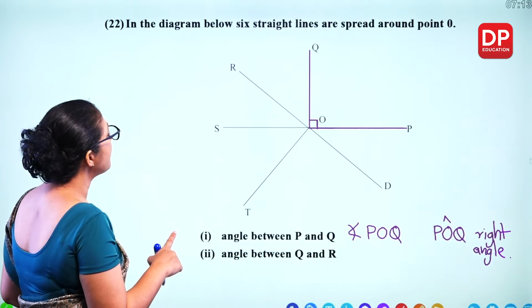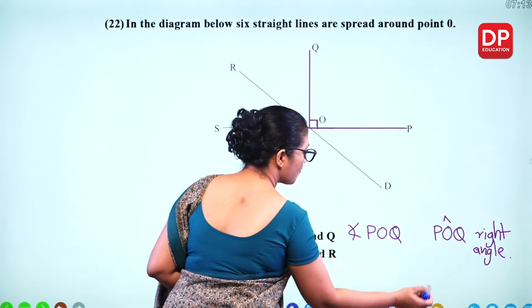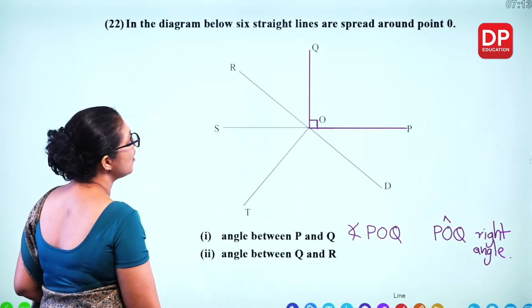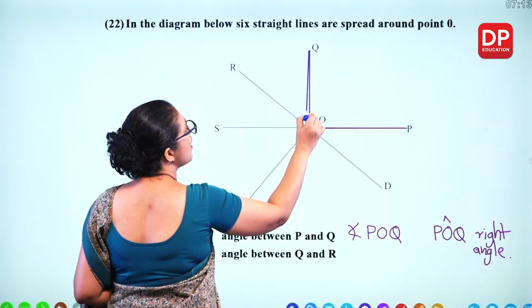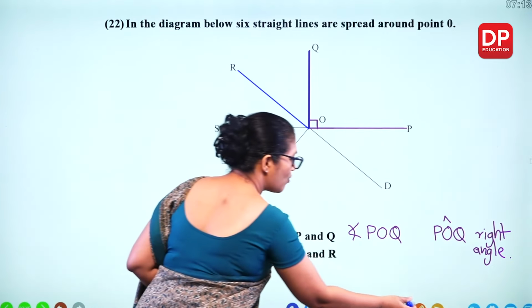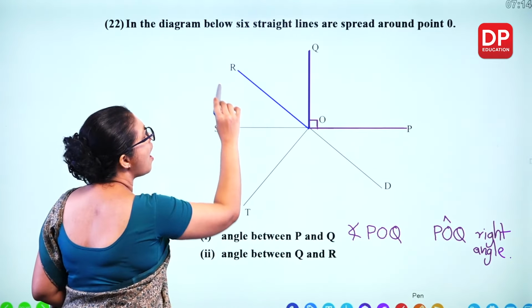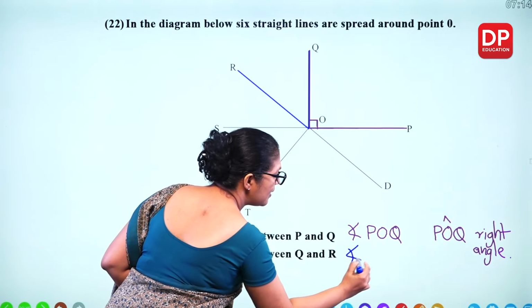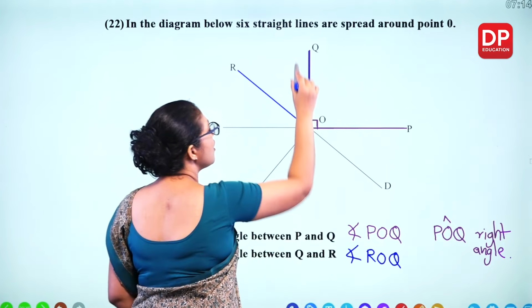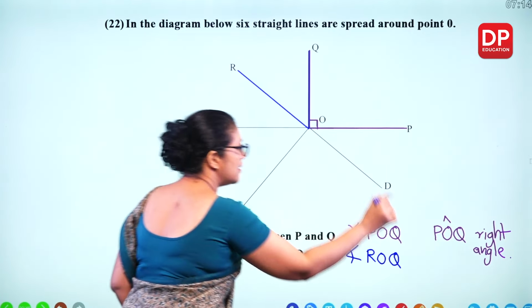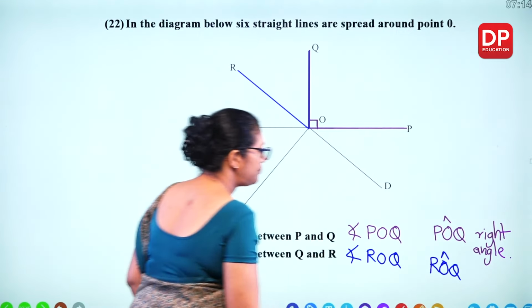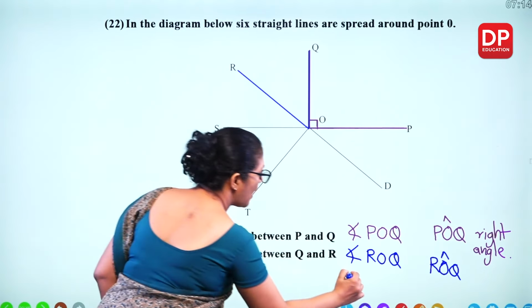Angle between Q and R. Here, this one and this one. That's a small angle. That's an acute angle. So how can we write it down? Angle ROQ. Or you can write QOR, which is also possible. You can write ROQ and put a hat there. That's an acute angle.